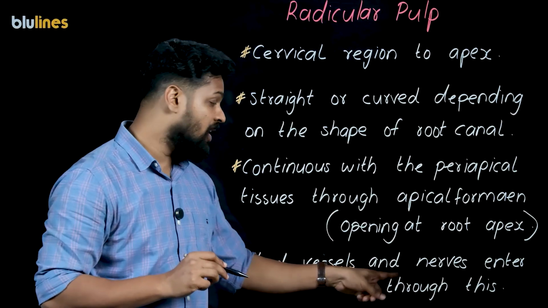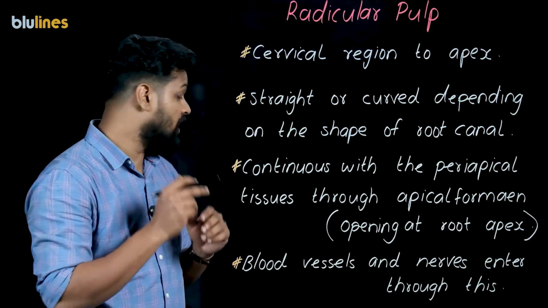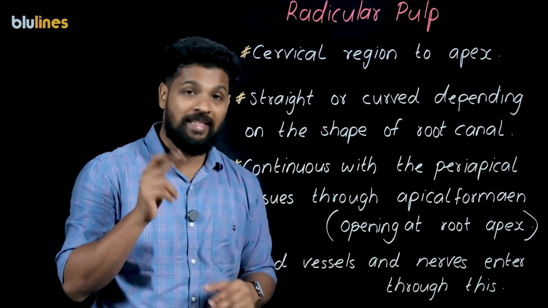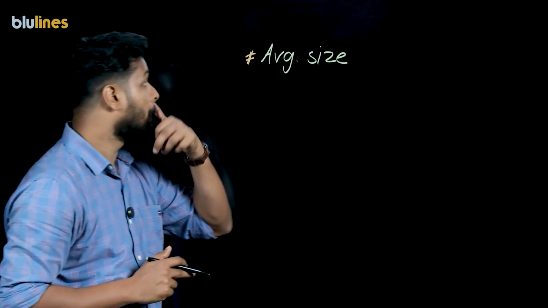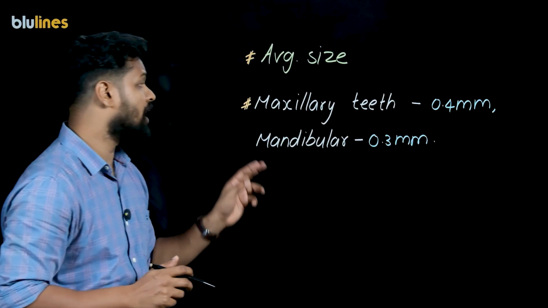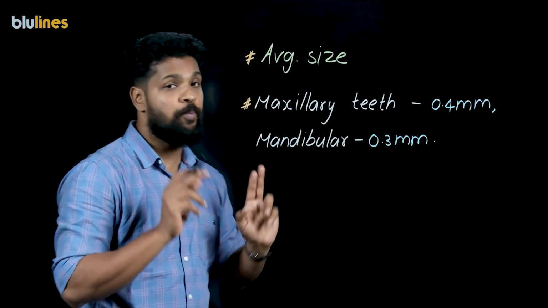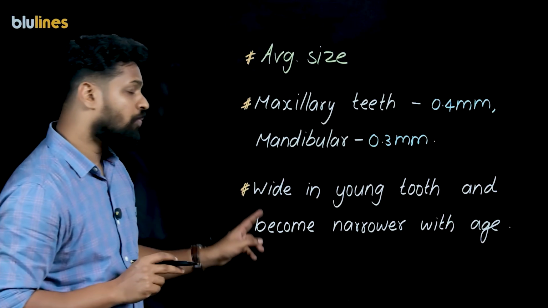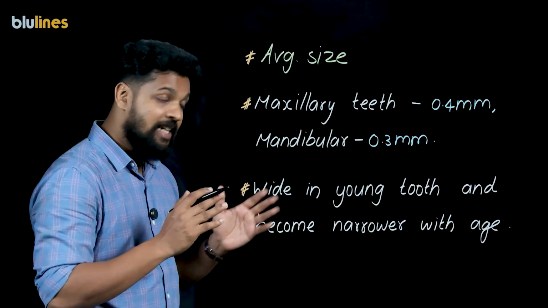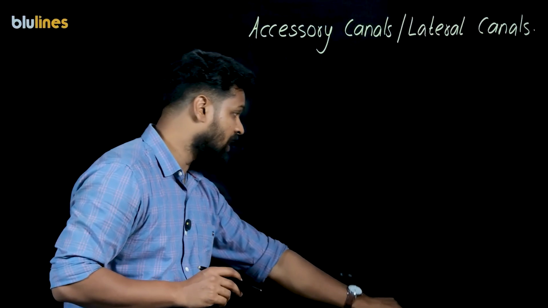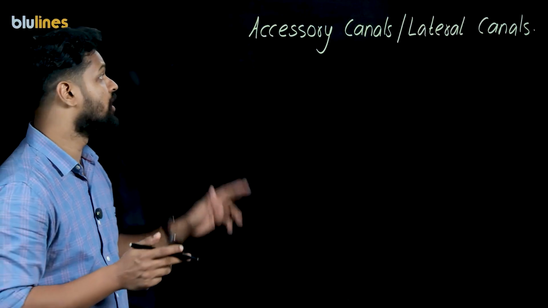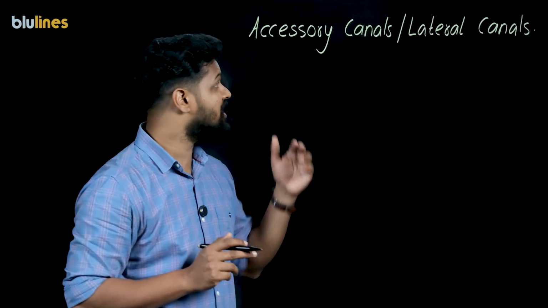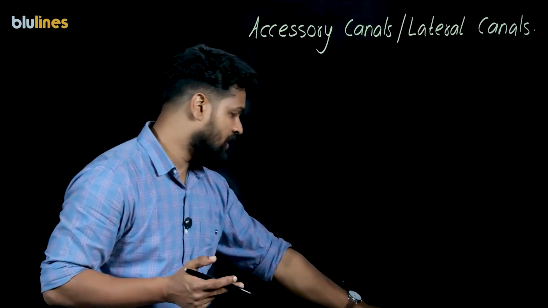Blood vessels and nerves from the pulp will enter through this apical foramen. The average size of the apical foramen in a maxillary tooth is 0.4 mm, and in a mandibular tooth it is 0.3 mm. It is also wide in younger teeth and becomes narrower with age because of the deposition of secondary dentin.